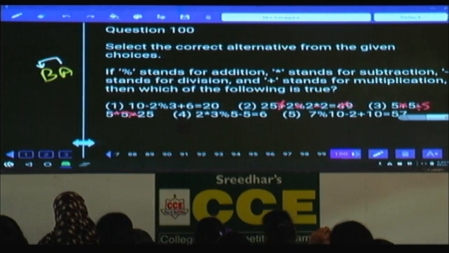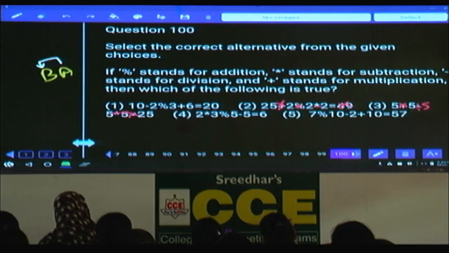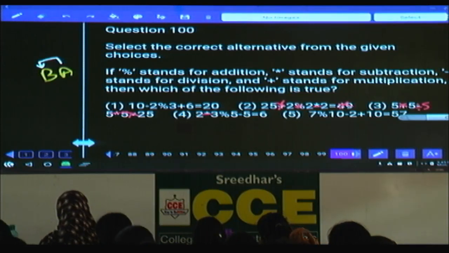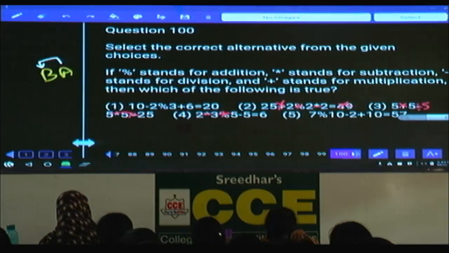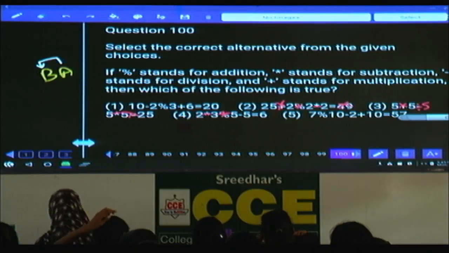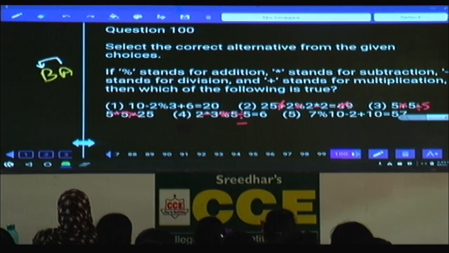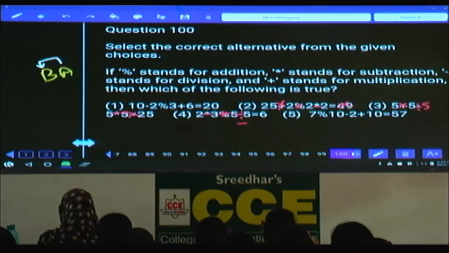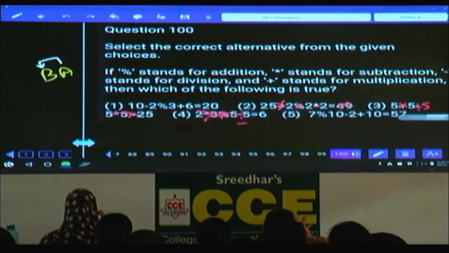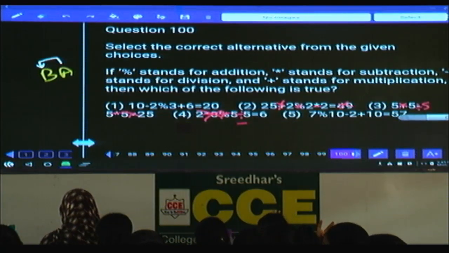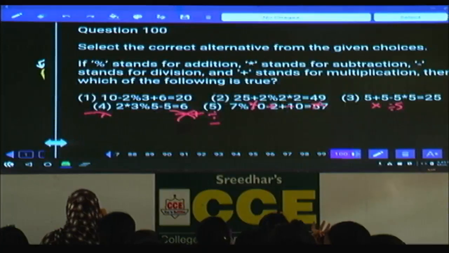Then coming to the next one, 2 star. Star stands for subtraction: 2 minus 3. And percentage is addition, plus 3. And minus is division: 5 divided by 5 is 1, and 3 plus 1 is 4. And 2 minus 4 is not equal to 6. That is also ruled out. Then finally choice 5 is the element left over.